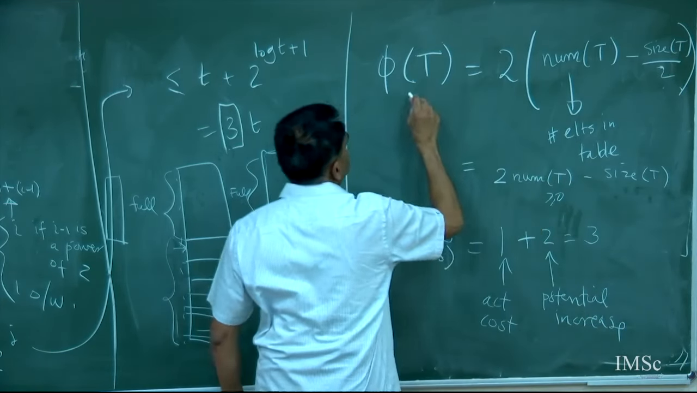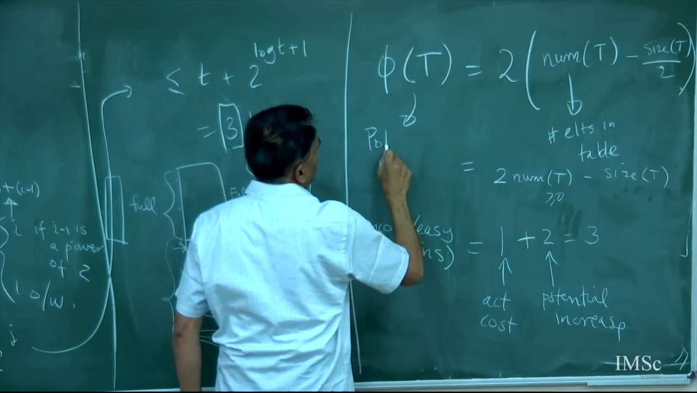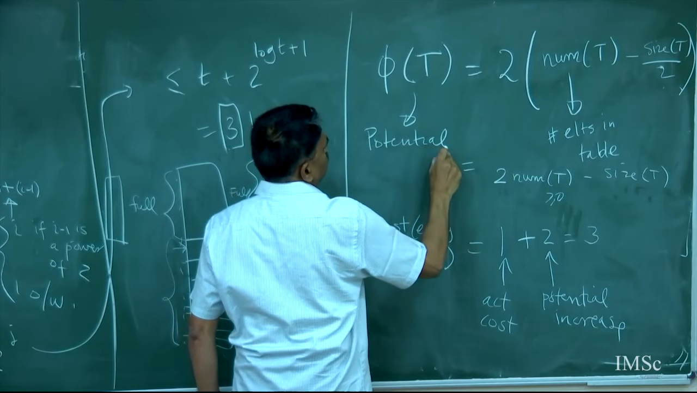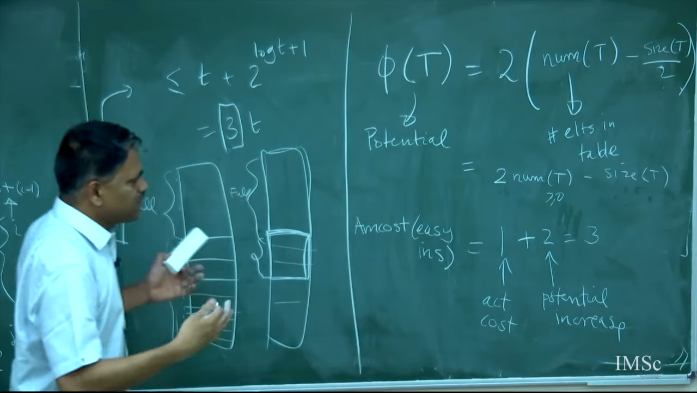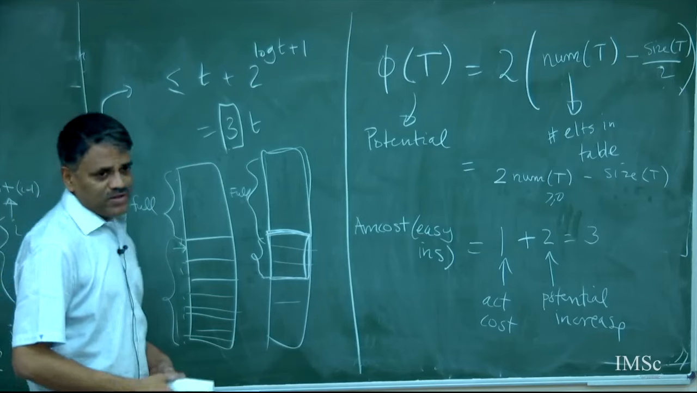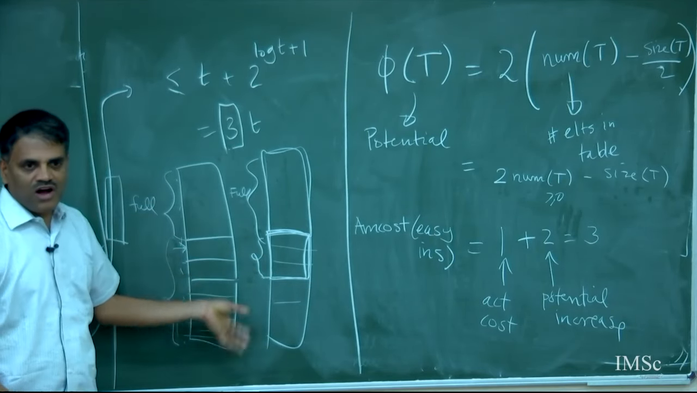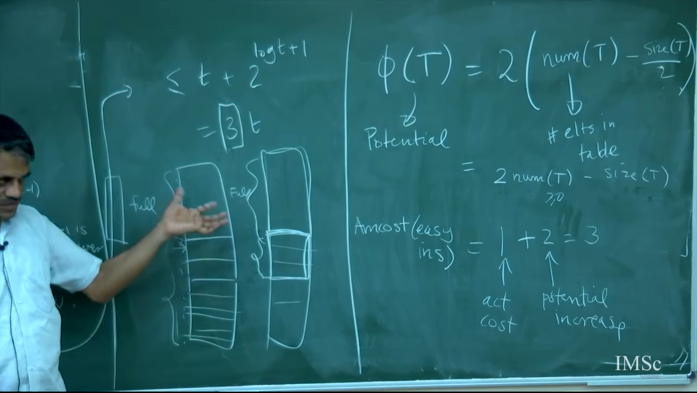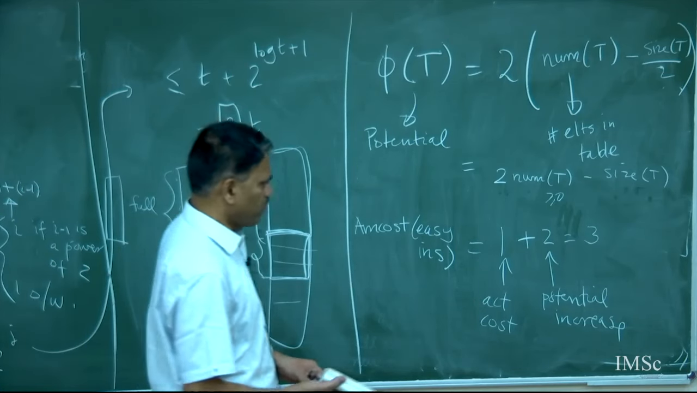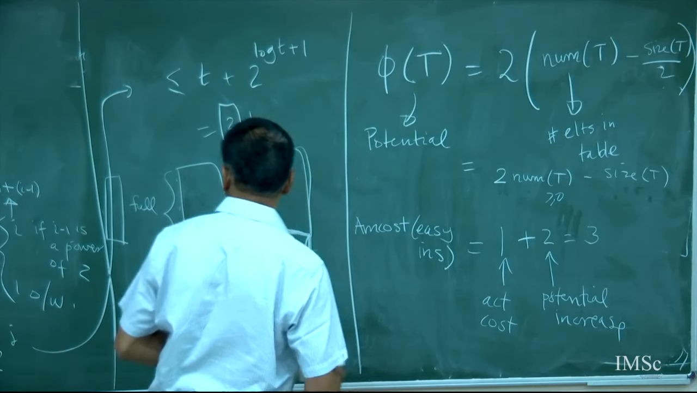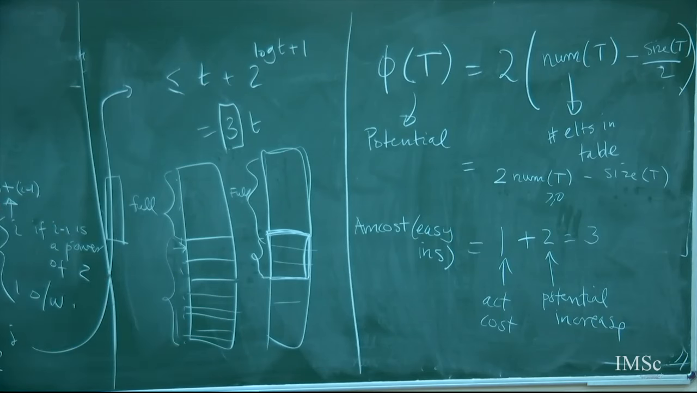And this is the potential. So potential is a property of the data structure. And the way we discussed, we can talk in terms of charge with the elements or charge with the data structure. Let's look at a hard insert.